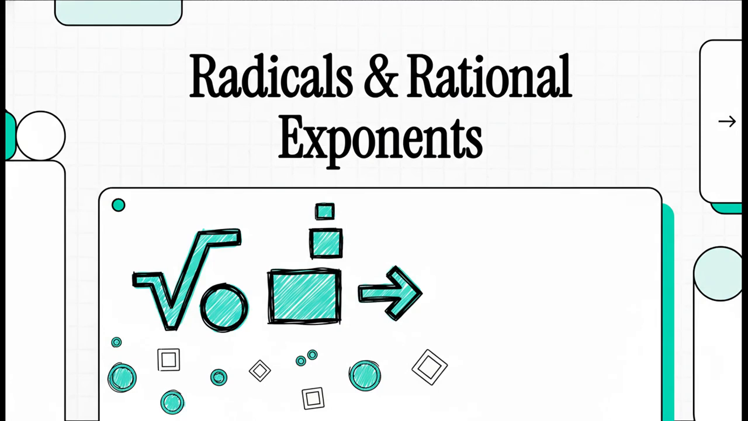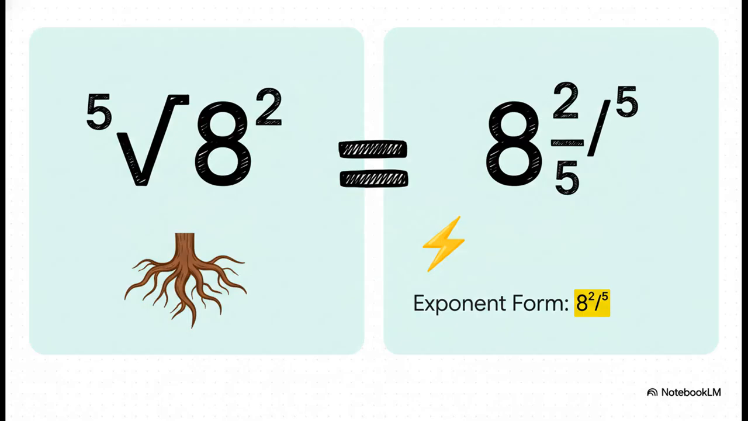All right, so in algebra, you see these two things all the time, radicals and exponents. Now, they might look like they're from two completely different mathematical languages, but they're really just two ways of saying the exact same thing. In this explainer, we're going to learn how to translate between them. Let's dive in.